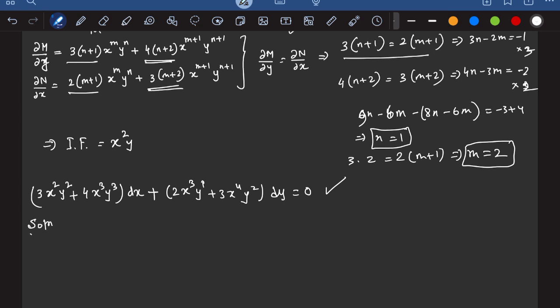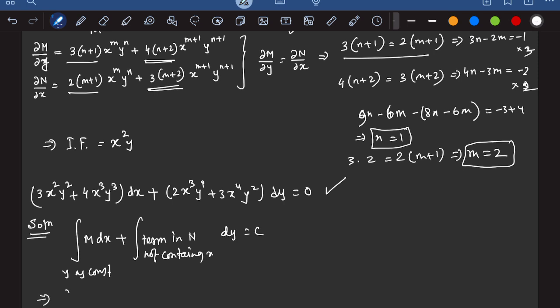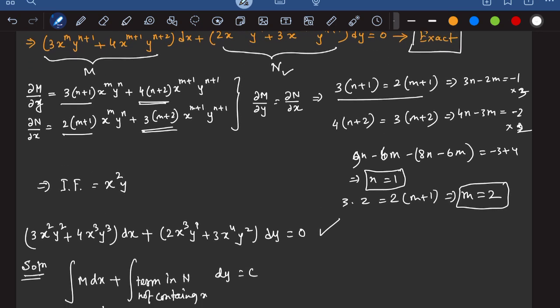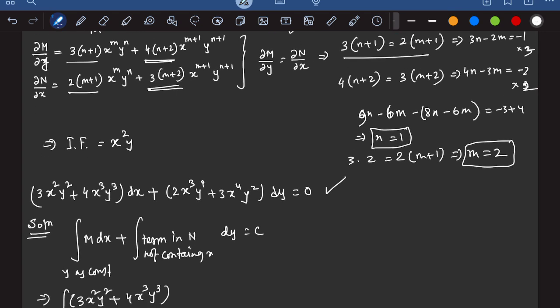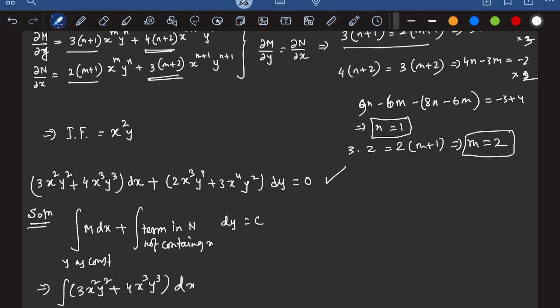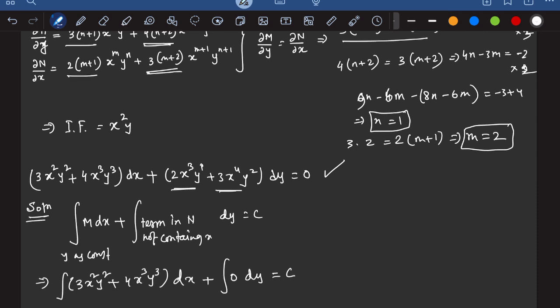Okay, so the solution of this equation is given by integration of M dx, treating y as constant, plus the term in N not containing x, dy is equal to c. So if you do this integration, M is 3x square y square plus 4x cube y cube, dx, plus the term in N not containing x. Here you have x, here you have x also, so no term without x.